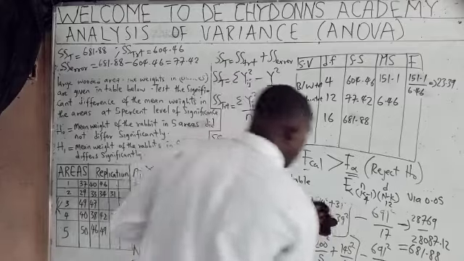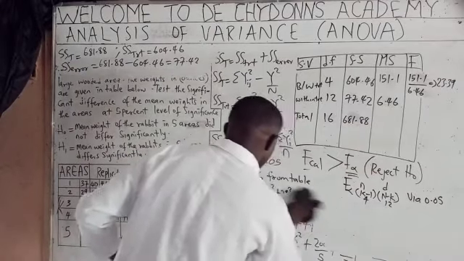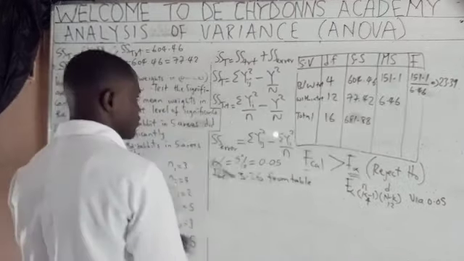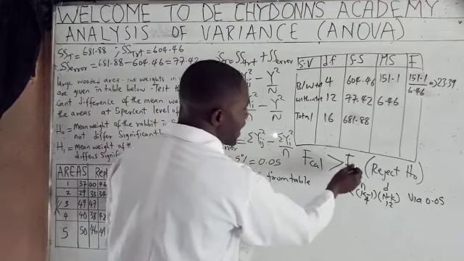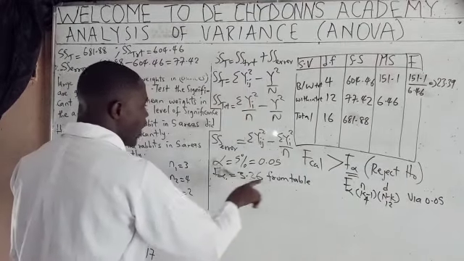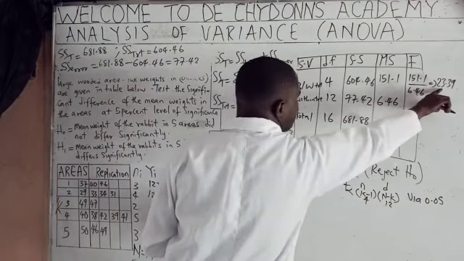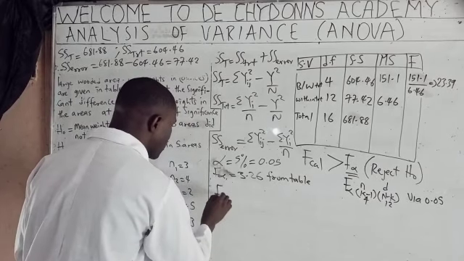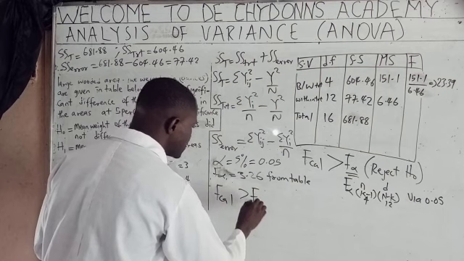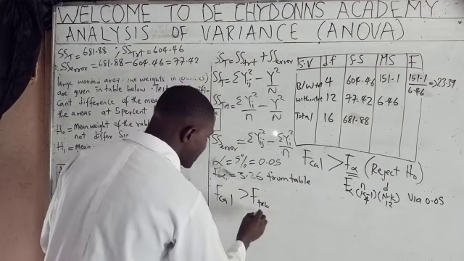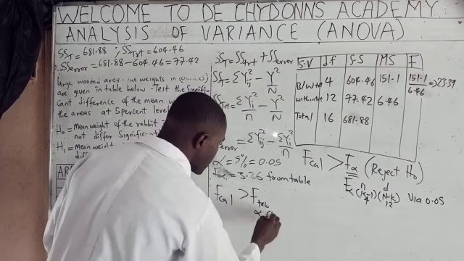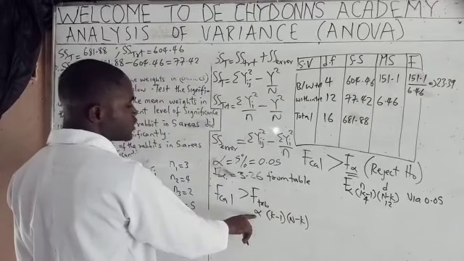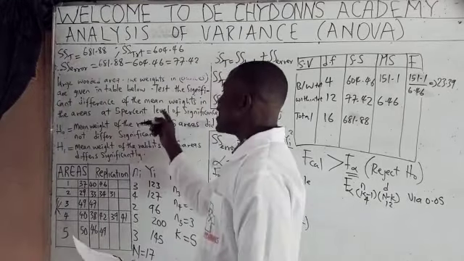Now, having known this, you now conclude. You have to make a conclusion now. Conclusion says, if your F calculated is greater than this, reject null hypothesis. Now, what is our F calculated? If F calculated is greater than F table, that is the one of taking it as alpha via K minus 1 and N minus K, and that your alpha is 0.05, because they say 5% level of significance.